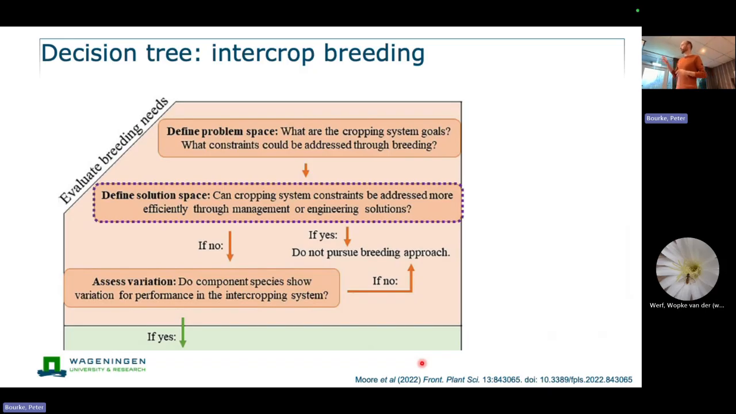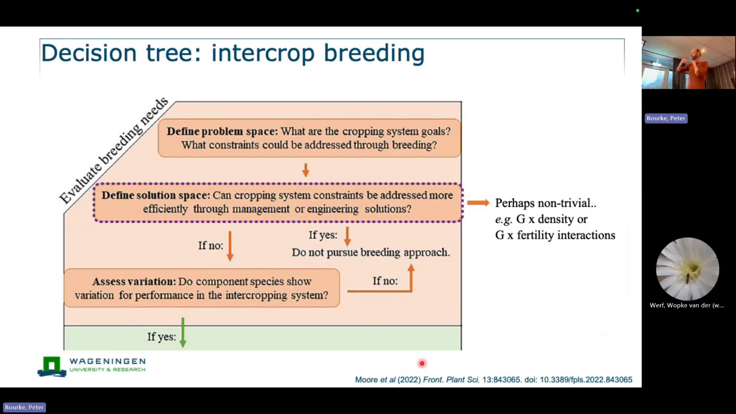The first place that I'm going to start is what Virginia talks about, defining the solution space. So can we solve the problems, shall we say, in these intercropping systems? Can we solve it more easily by, for instance, a management intervention or some sort of engineering solution? And again, it says yes or no, and if the answer is yes, so if management, for instance, can be more effectively used than genetic changes, well, then the quick answer is don't bother with breeding.